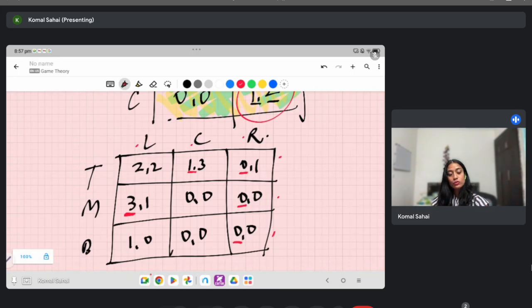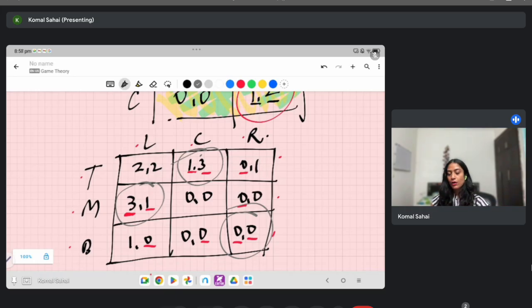Now thinking from player 2's perspective, if player 1 is going to play T, then the best is to go with C. If player 1 is going to play M, the best is to go with L. And if player 1 is going to go with B, again there is no unique best response. Okay, so what do we have now? We have one equilibrium here, one equilibrium here, and one equilibrium here. Wherever there is a double underline, that is an equilibrium, because at that place no one can deviate and be better off.